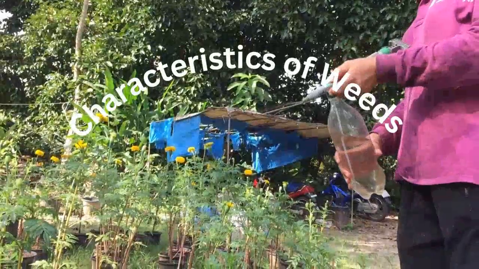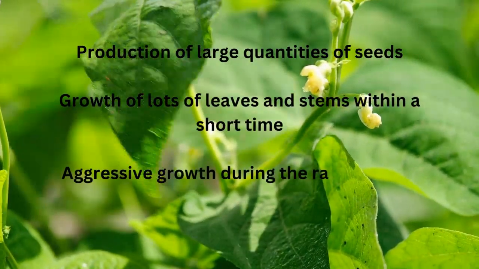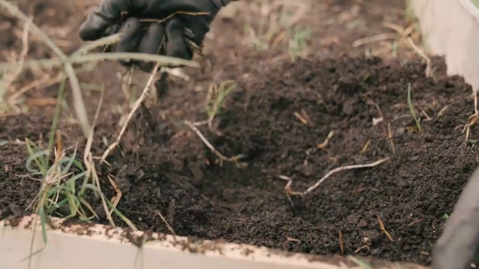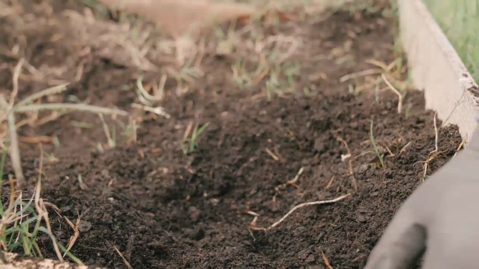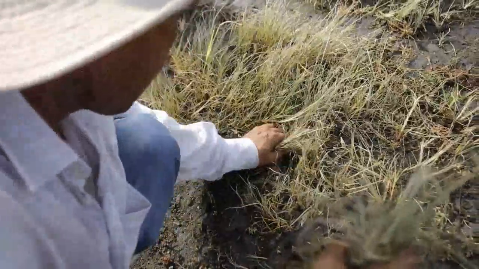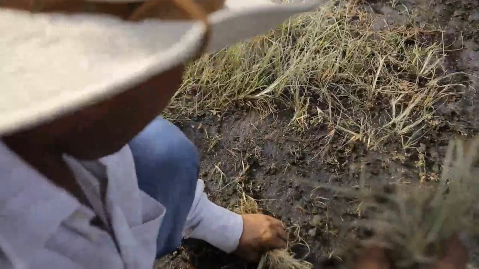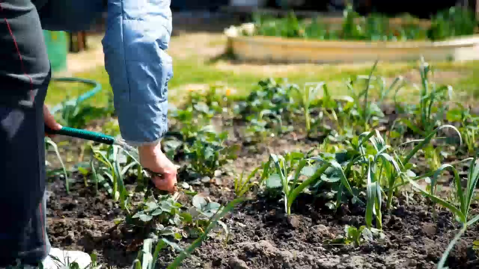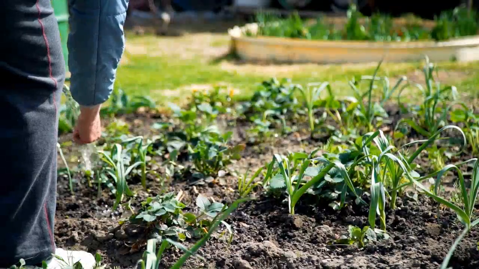Now, characteristics of weeds. Weeds produce large quantities of seeds. Most of them are annual plants, so they produce a lot of seeds within that short time for regeneration in the following season. Some of them reproduce by way of seed. Weeds also grow aggressively. They also reproduce by many vegetative means, such as the roots, stolons, and rhizomes. Weeds also produce large quantities of pollen grains.